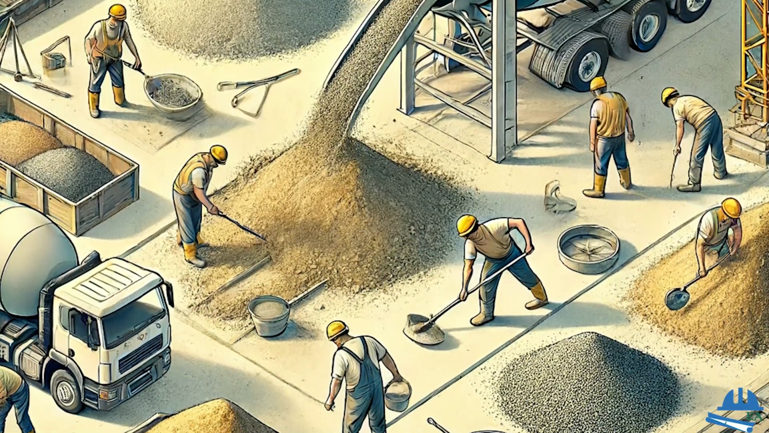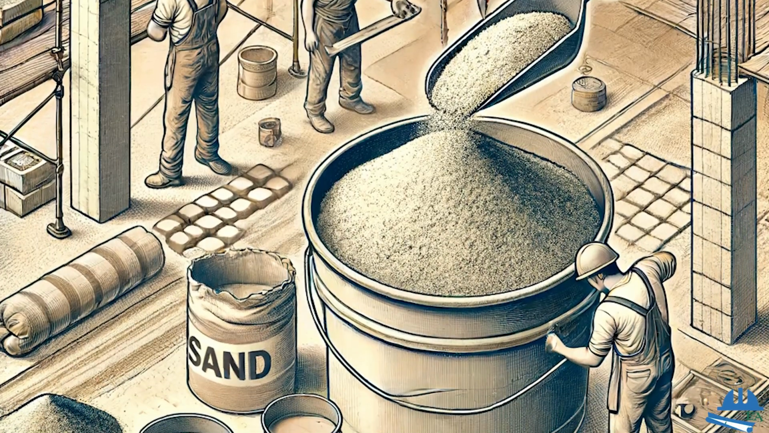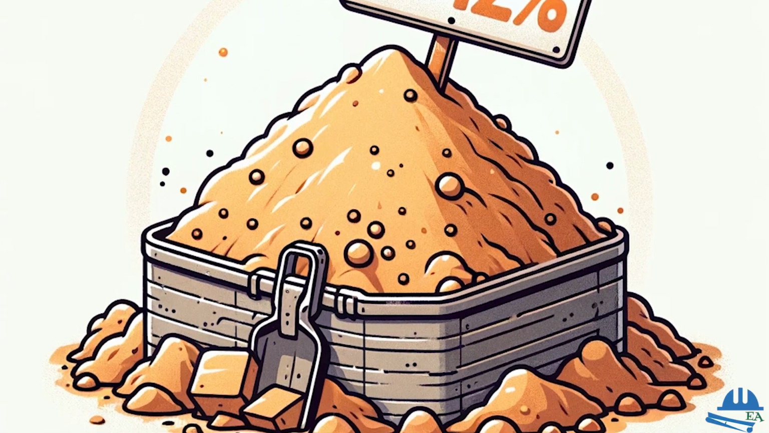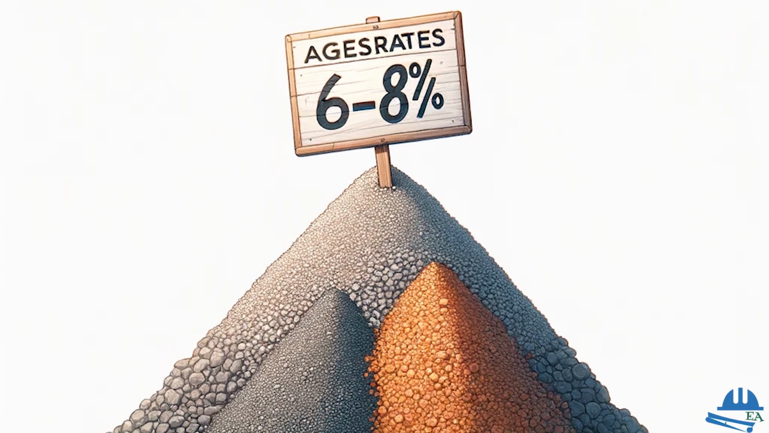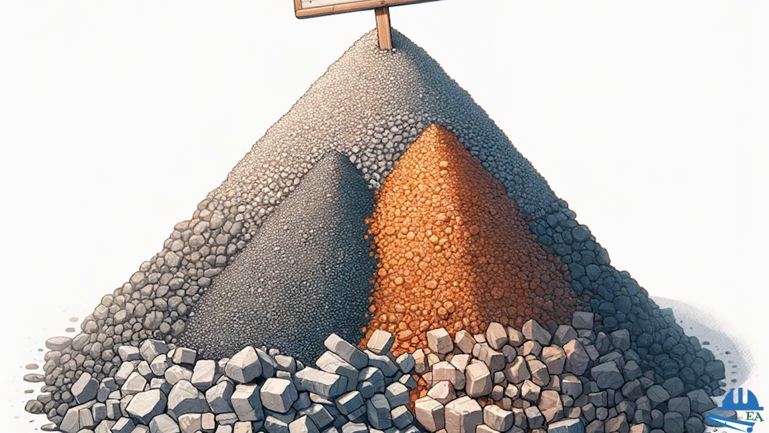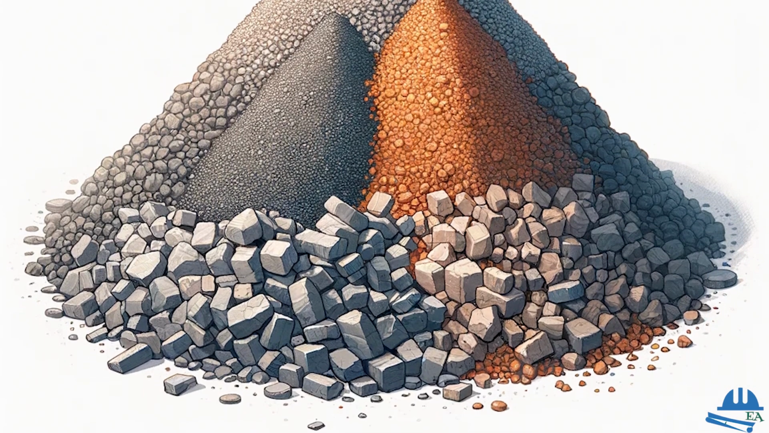Sand is a vital component for concrete, we all know that, and it is also a vital component in the mortar and plastering. Sand usually makes up about 8 to 12% of the total cost. So another important thing in the concrete are the aggregates, and they account about 6 to 8% of the overall cost. So these are the components of the aggregate.